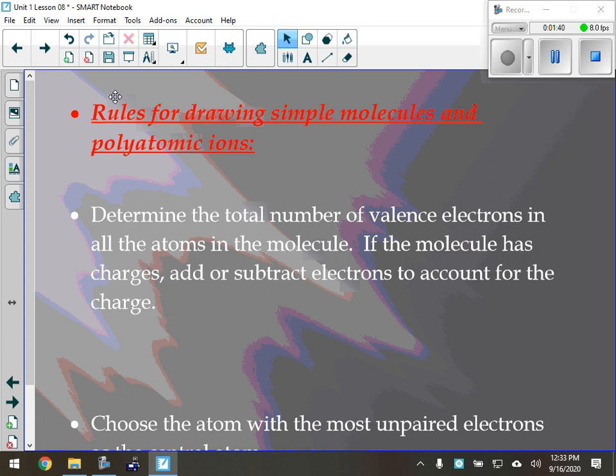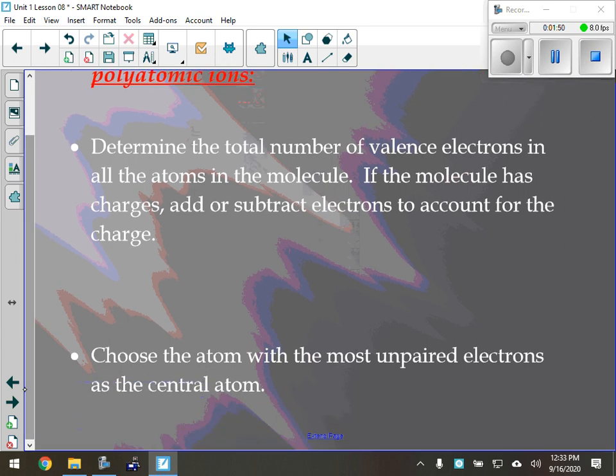We might have to put some extra electrons in there, or maybe get rid of a couple if we're going to draw a positive ion, like NH4 1+. That means we've lost an electron, all right? So that's what that's implying. We'll talk about that. We're going to choose the atom with the most unpaired electrons, and we're going to talk about something called bonding capacity today. So how many bonds can this atom form? The one that has the best bonding capacity or the most unpaired electrons, we want that to go in the middle, because that's where we're going to connect all the stuff to the middle atom.